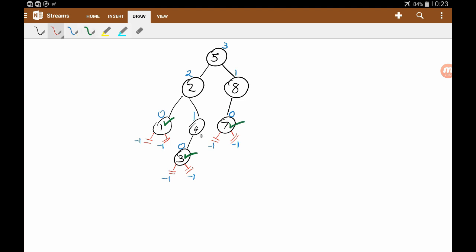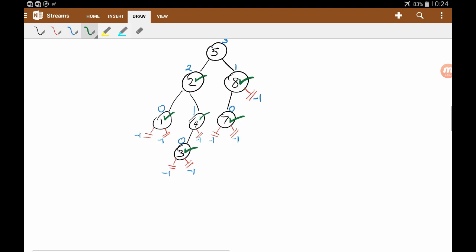We then have a look at node number 4. Well, its left child has a height of 0, its right child has a height of minus 1, 0 minus minus 1 in absolute terms is equal to 1. So we're happy that indeed that one is also balanced. If we have a look at node number 2, we can see that the left child has a height of 0, the right child has a height of 1, so the difference between them is 1, and so that one's also balanced. If we look at node number 8, we see the left child has a height of 0, the right child has a height of minus 1, so the difference between them is 1, and so that's also balanced.